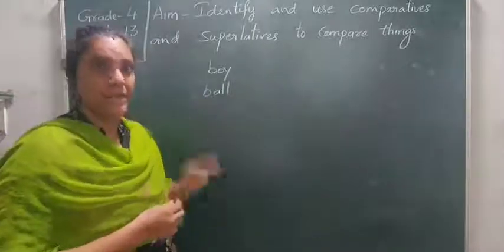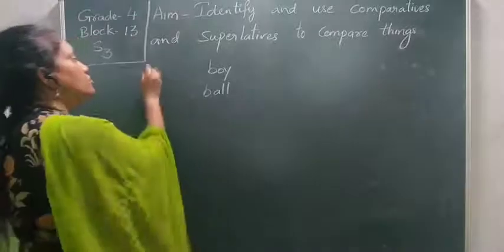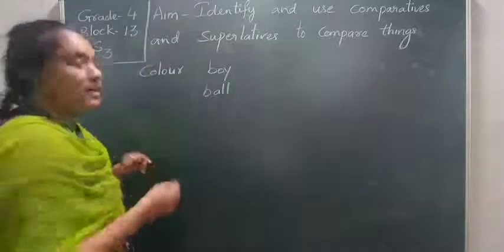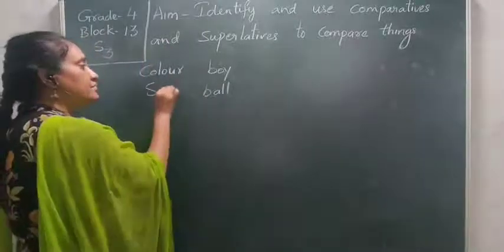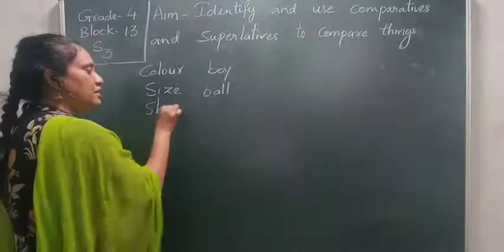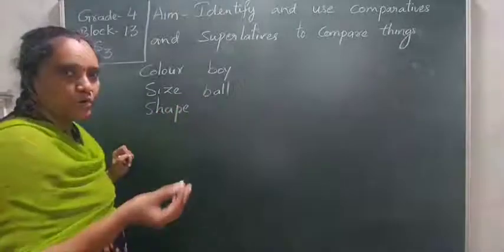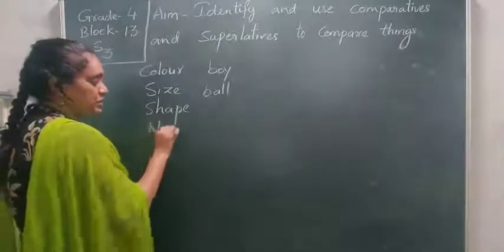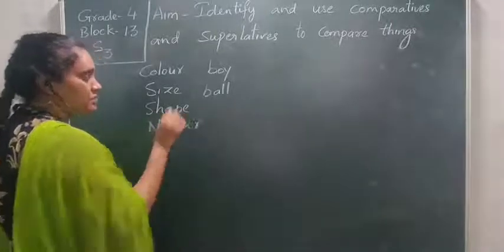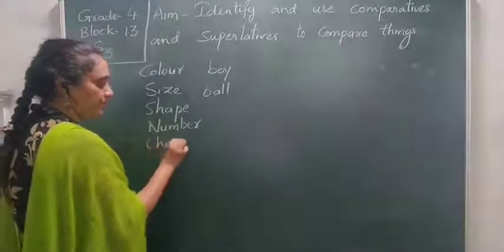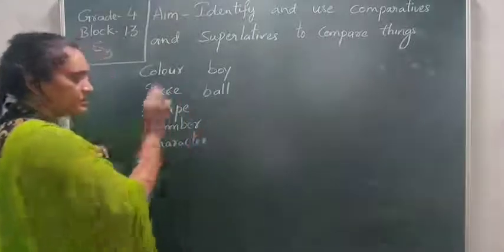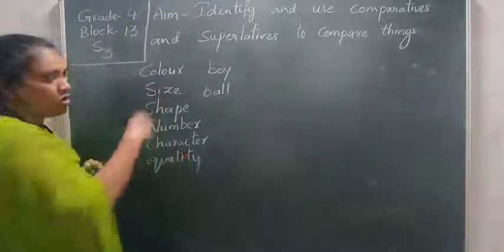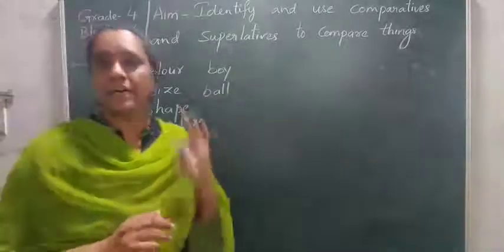While describing a noun, normally we use the colors. You can use color, also the size, the shape, and numbers: 3 balls, 4 balls, how many are there. You can even use the number to describe. You can describe the character of the boy or a thing, the quality, how is the quality of that. Based on all these adjectives, normally you can go for comparison.